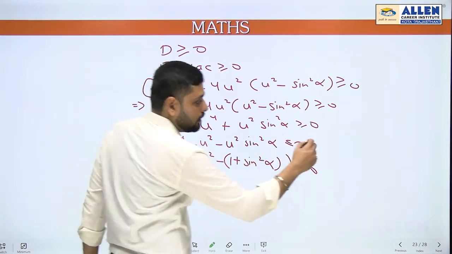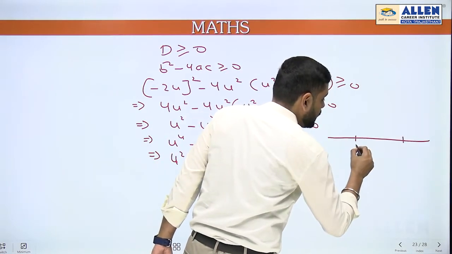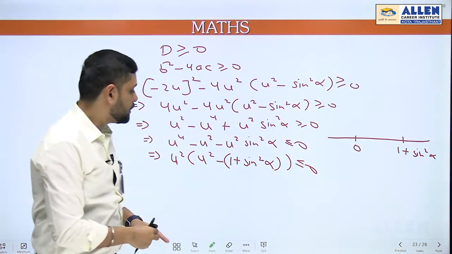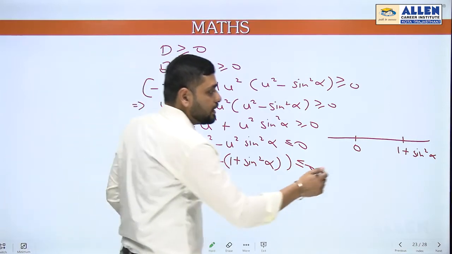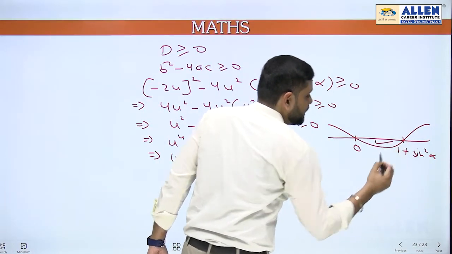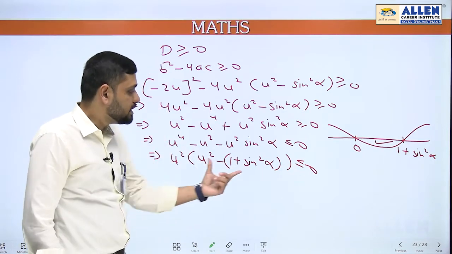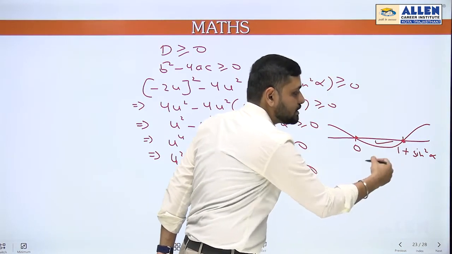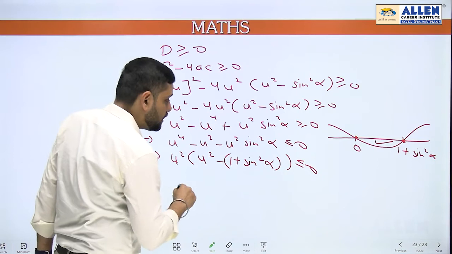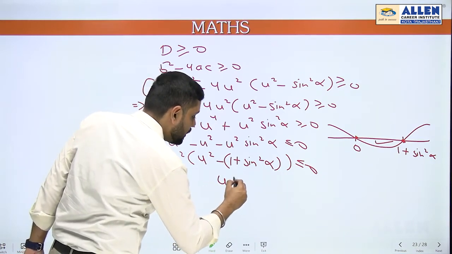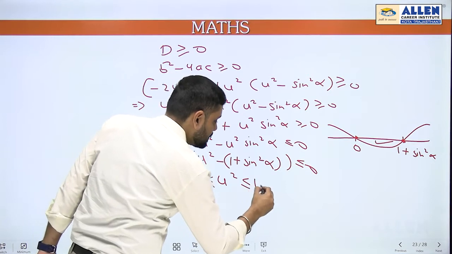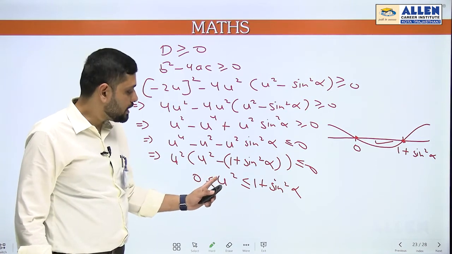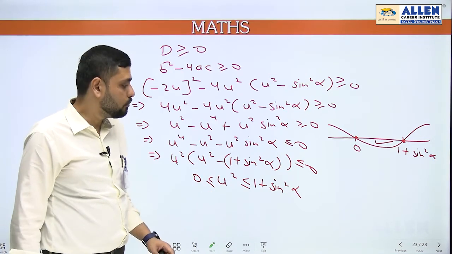And now if you do it by the concept of inequality, these are our critical points, that is 0 and 1 plus sin square alpha. If we draw the graph accordingly, we need to take this region because the product is less than equal to 0. It means we need to take the region which is below this line, that is less than 0. So according to it, we will get u square greater than equal to 0 but less than equal to 1 plus sin square alpha, right? So u square we got as greater than equal to 0 but less than equal to 1 plus sin square alpha.